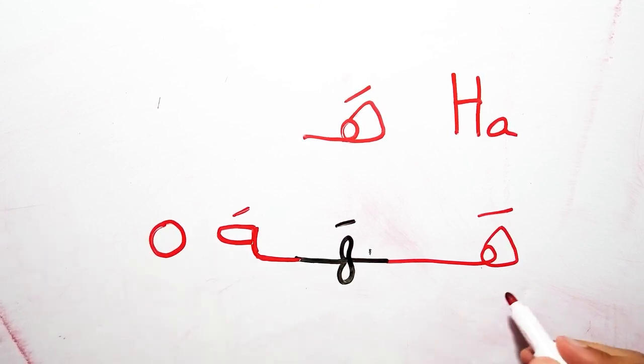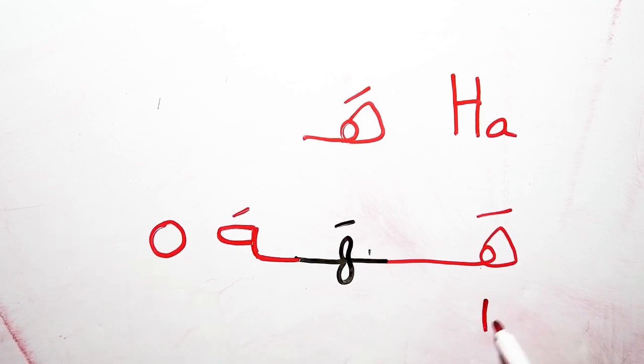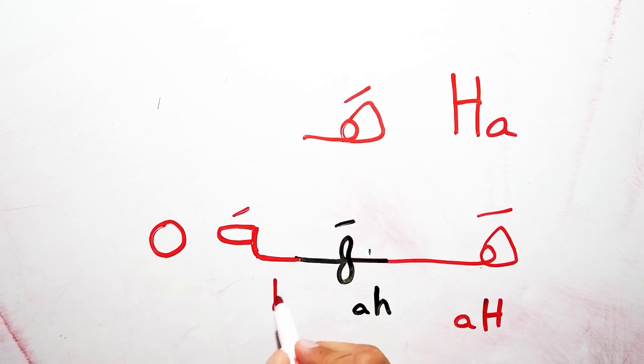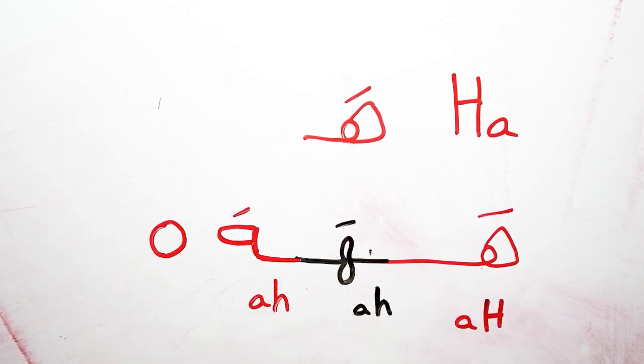So let's write ha, ha, ha from the right to the left. I have it like this, ha, and then like this, ha, and finally like this. Let's read together. Ha, ha, ha, ha.